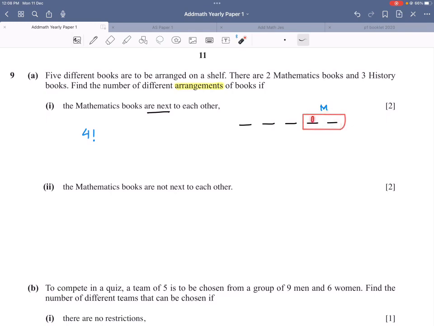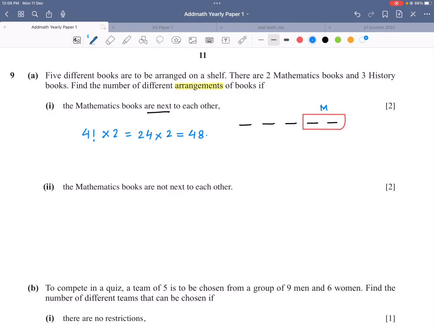Let's suppose this is book 1, book 2, or you can say that no, this is book 2 and book 1. So they can shuffle inside that box. So you need to multiply it by 2. So 4 factorial, 4 threes are 12, 12 twos are 24. 24 times 2, it will be 48. So that is your first part answer.